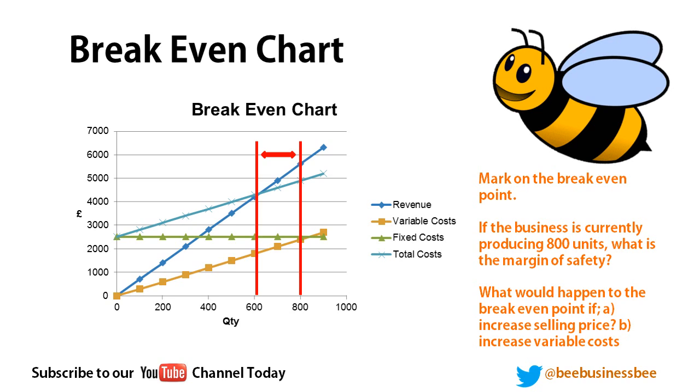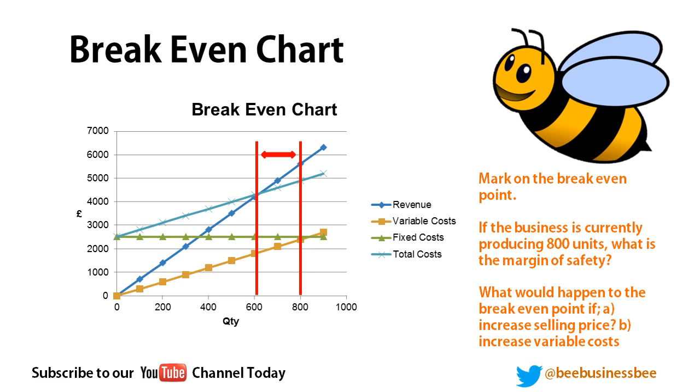Okay, I'm assuming you've all marked on the point where it crosses here. So this point here is the break-even point, which is 600 units. Now, hopefully, you know the margin of safety is the difference between the actual output and the break-even output. So we know the actual output is 800 there. I've marked it on there. And we know the break-even output is 600, and I've marked it there. And the difference between these two here is 200. So the margin of safety at the moment is 200.